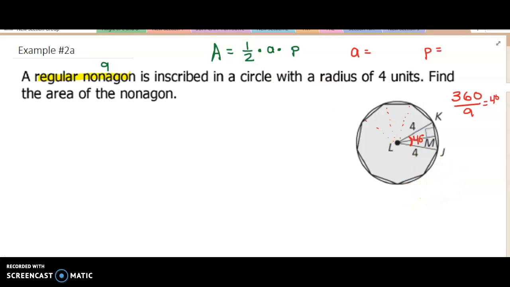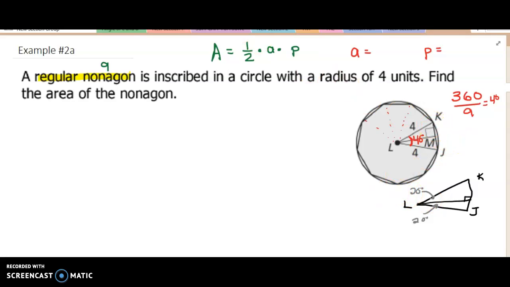Okay, I'm going to redraw this angle out here. K, J, and L. Here's my apothem. And the whole thing's 40 degrees. So if I cut it, that means this and this are both 20 degrees. Okay, so I'm going to cut it even more.